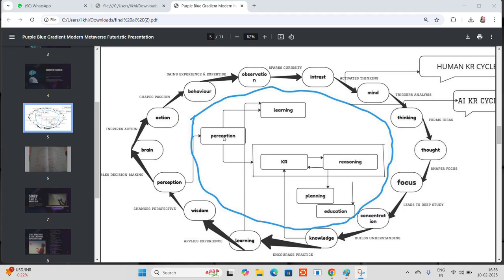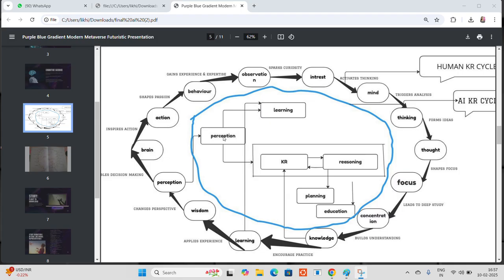Okay. Next, coming to KR. KR means knowledge representation. Here, AI stores knowledge in a structured format, which is known as knowledge representation. For example, the self-driving car stores traffic rules in its database. Next, reasoning. AI applies logic to the data to make sense of it. For example, in the self-driving car, if the light is red, then stop. If the light is green, then move. This is like a conditional statement. This is all about reasoning.